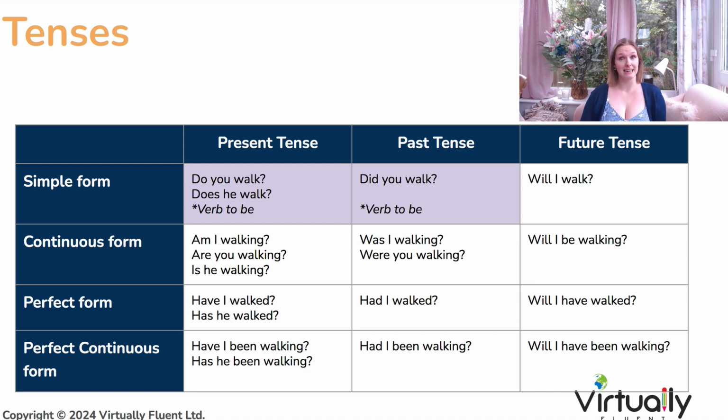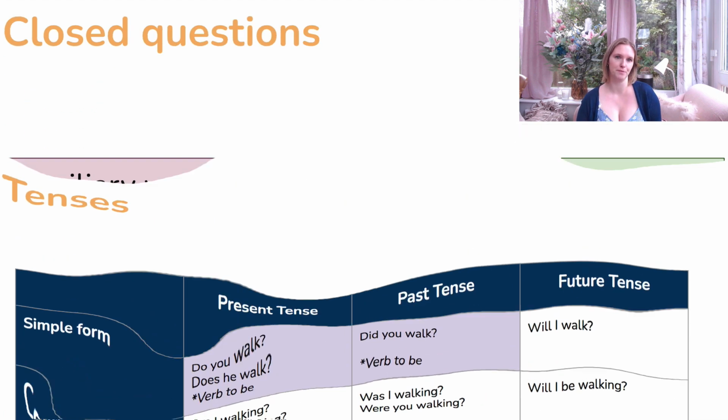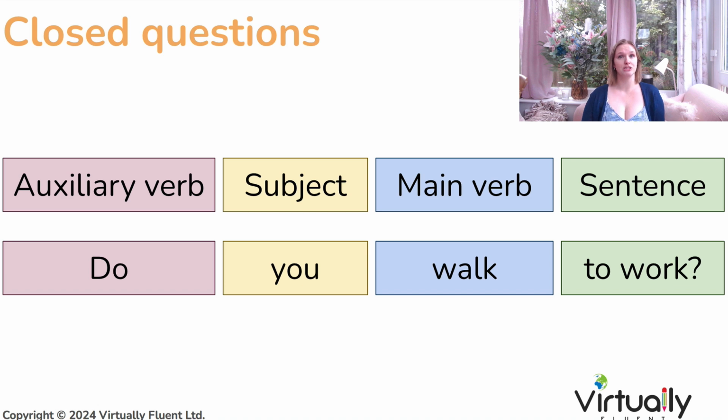There are only 2 tenses where we have to be really careful, and this is the present simple and the past simple tenses. And this is because we actually have 2 different structures that we could use in both of those tenses. We actually have the extra verb to be, which could be used as the auxiliary verb instead of do, does in the present simple and did in the past simple. So let's look at both closed questions and open questions in general through all of these 12 tenses.